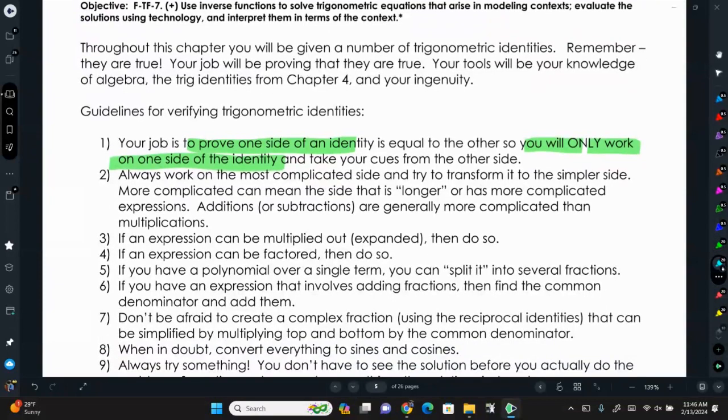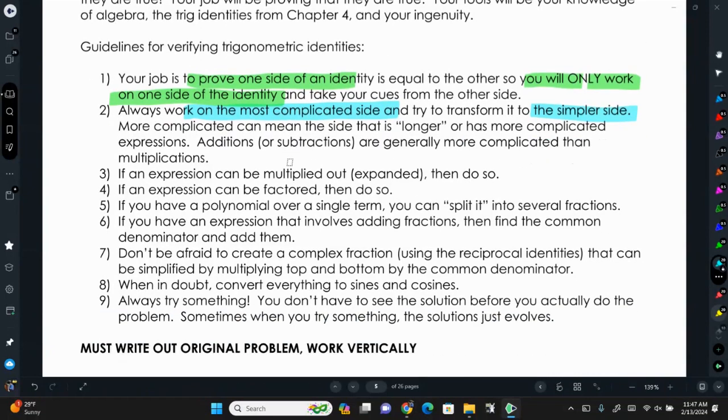Then we want to work on the most complicated side and make it into the simpler side. Adding and subtracting is generally more complicated than multiplication. Remember yesterday when we had problems where we were adding two fractions or adding trig expressions, those are the more complicated sides because it made us do more work. Some other tips: multiply out or expand if you can, factor if you can. If you have fractions over a single term, you might want to split it into several other fractions.